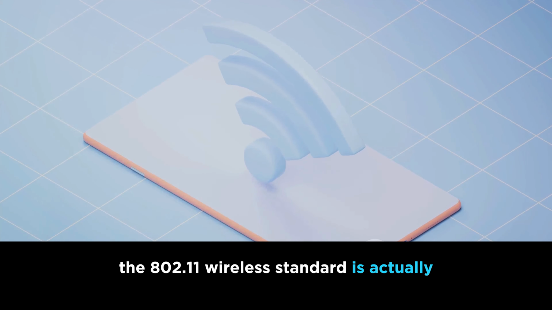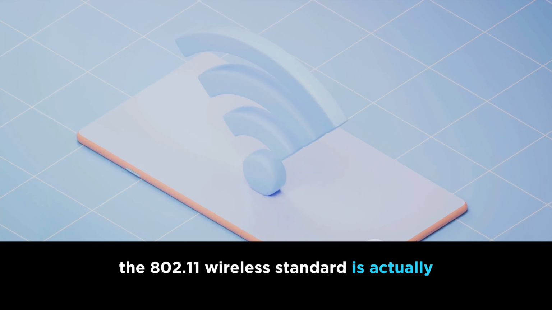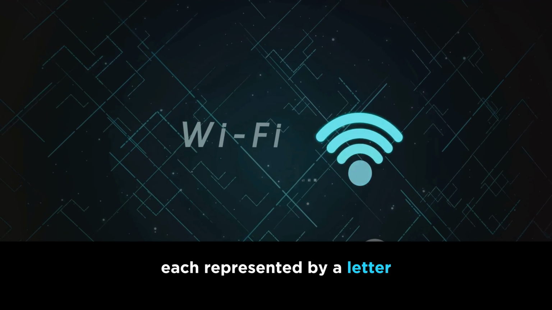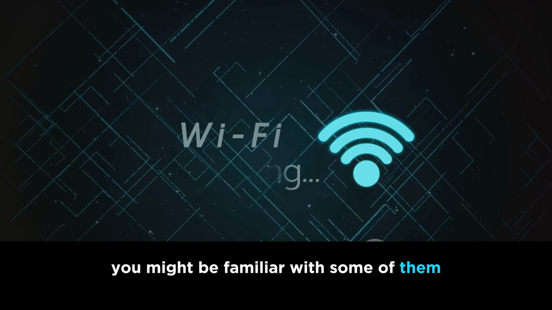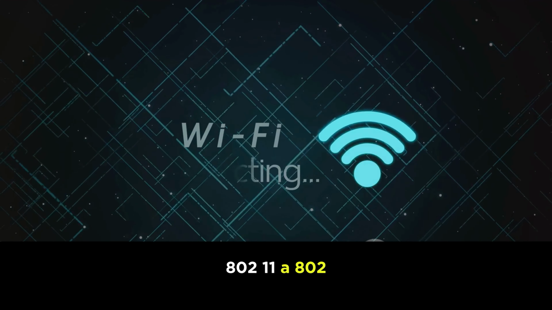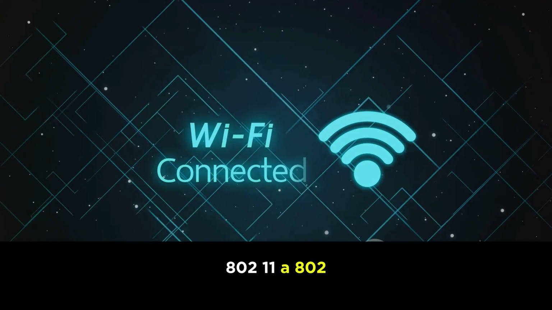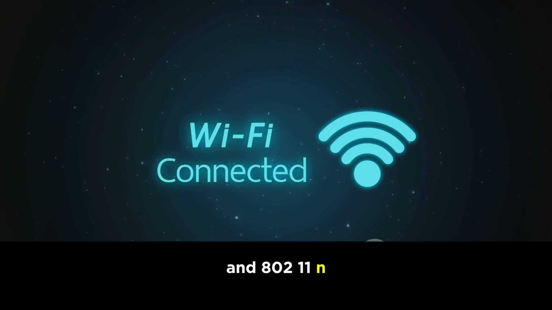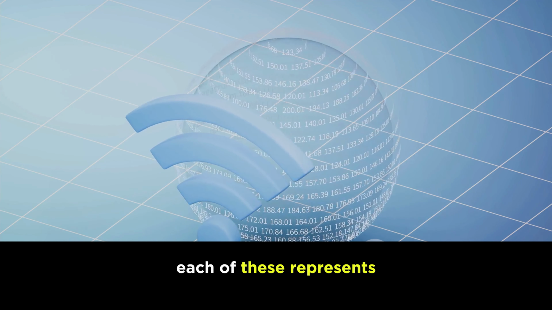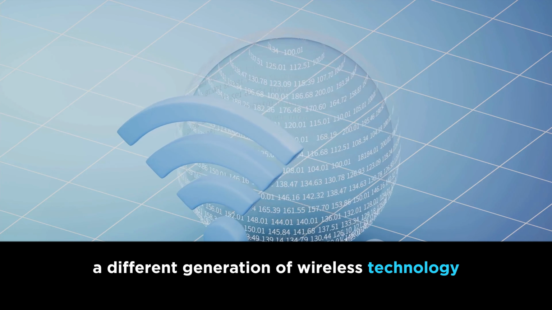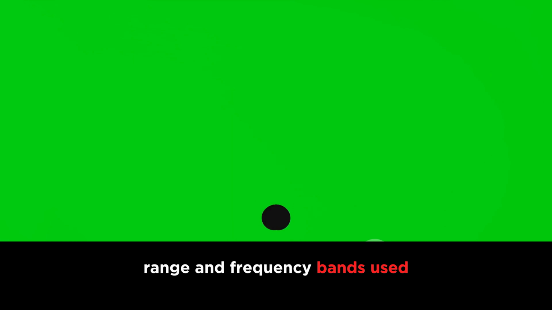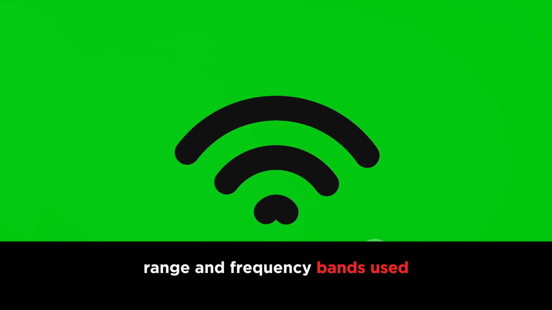The 802.11 wireless standard is actually a family of specifications, each represented by a letter. You might be familiar with some of them: 802.11a, 802.11b, 802.11g, and 802.11n. Each of these represents a different generation of wireless technology with varying capabilities in terms of speed, range, and frequency bands used. Let's start with 802.11a.